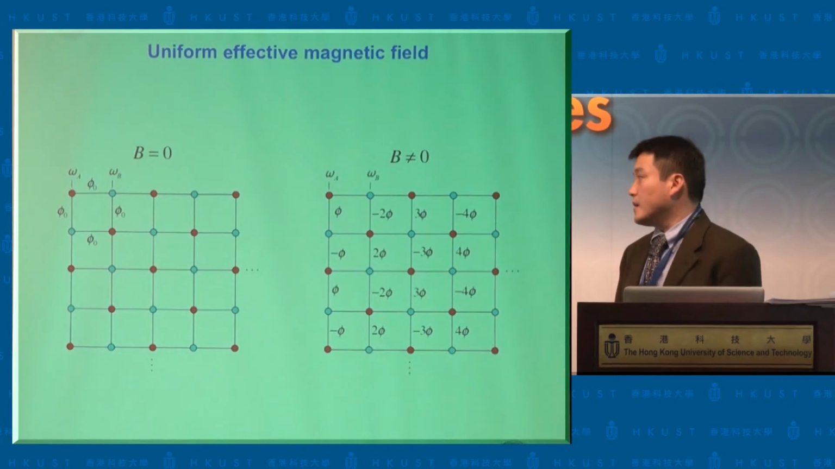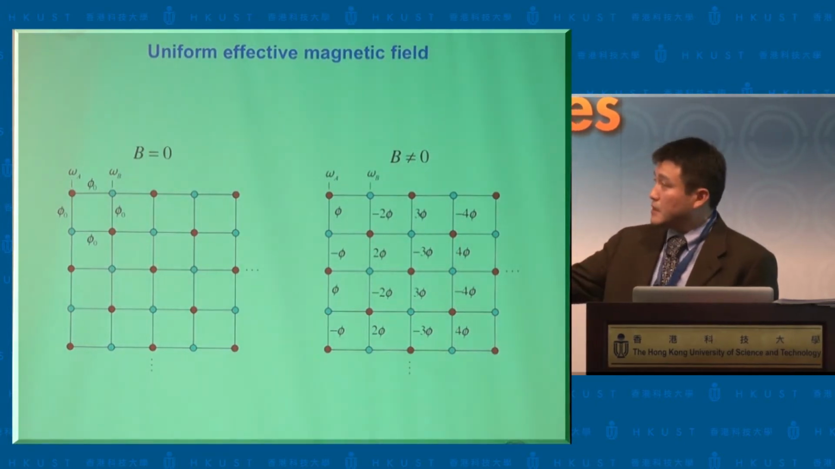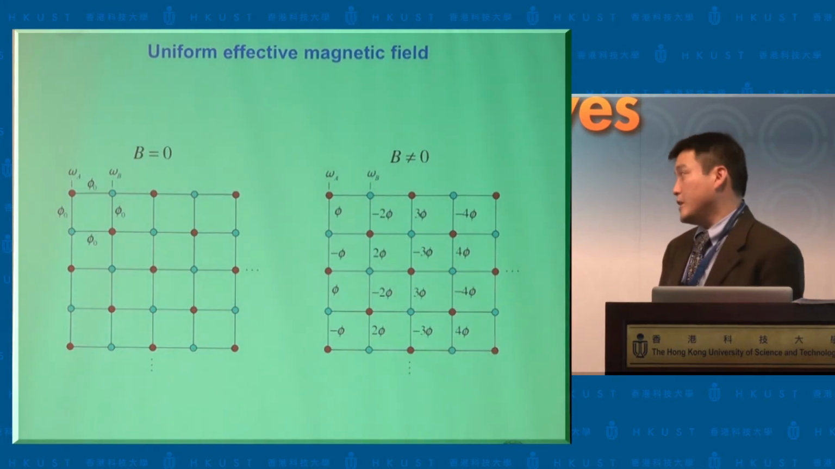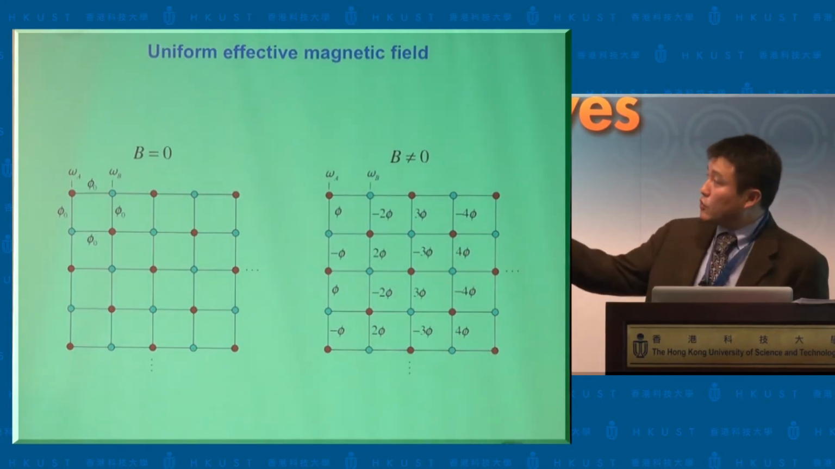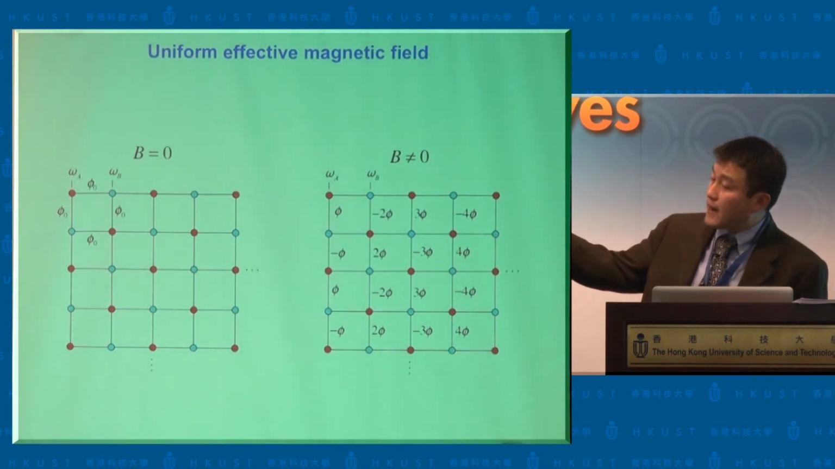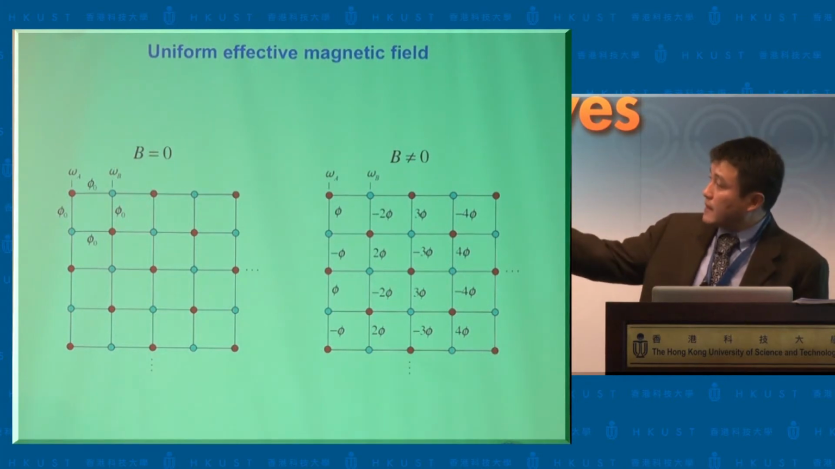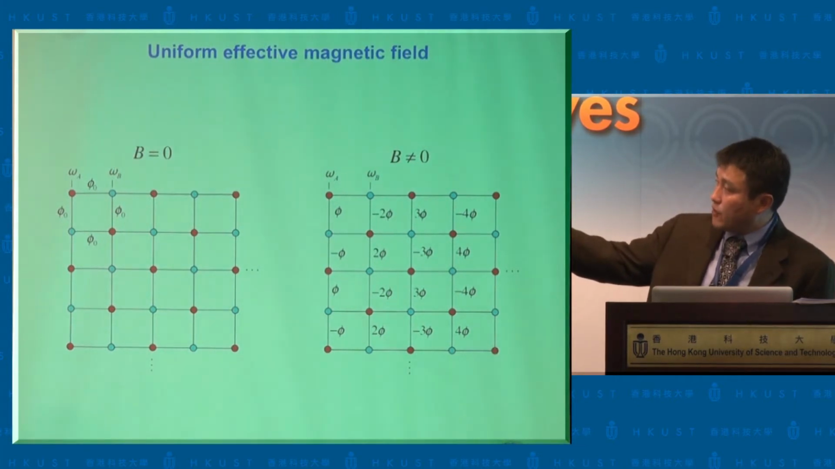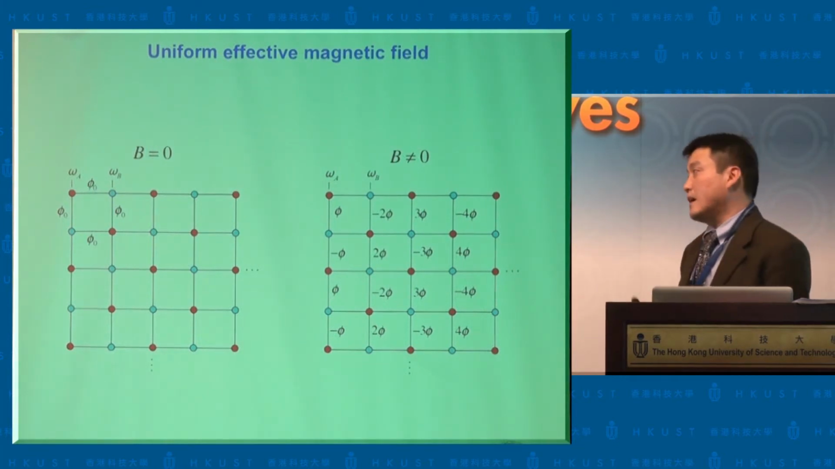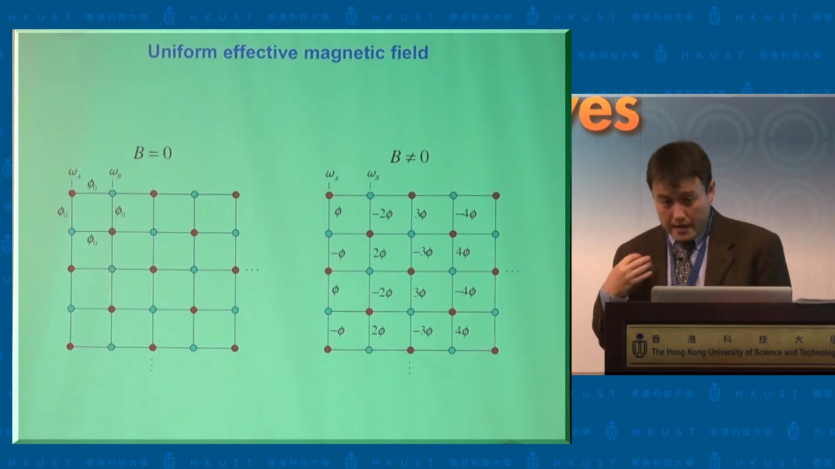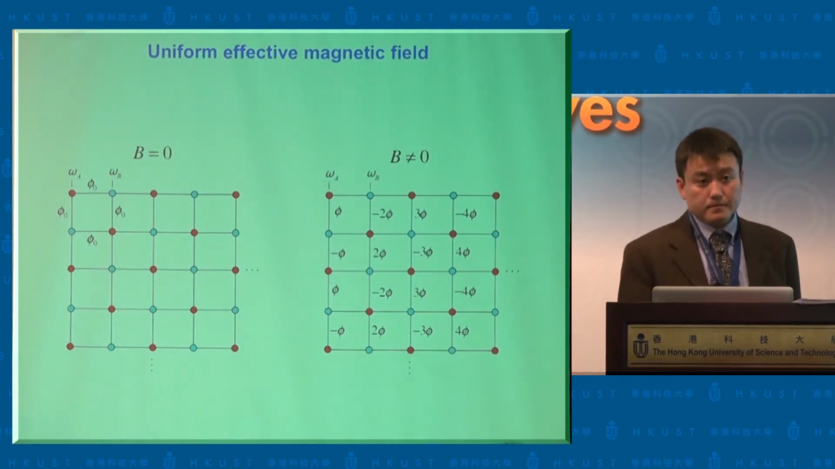On the other hand, if you choose this particular phase distribution, which corresponds to what's called a Landau gauge, basically what you do is you specify the horizontal bonds to all have phase 0, and the vertical bonds have phase that alternates from plus to minus, and then has a magnitude that also varies in space. You could actually create a uniform magnetic field.